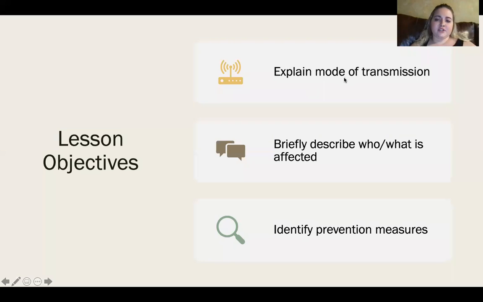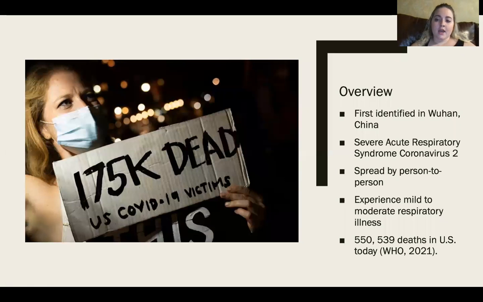Our lesson objectives are to explain the mode of transmission, briefly describe who and what is affected, and to identify the prevention measures. COVID was first identified in Wuhan, China. It is a severe acute respiratory syndrome, coronavirus 2. It is spread by person to person. And when you get it, you experience mild to moderate respiratory illness.